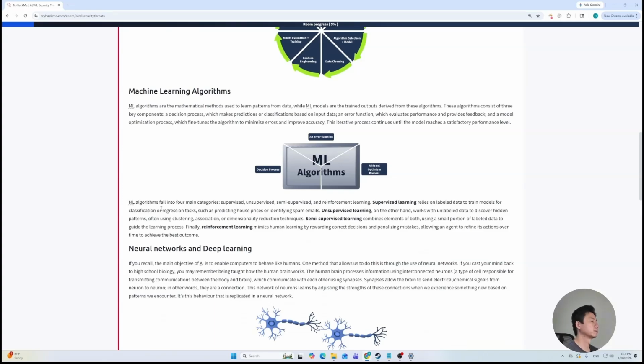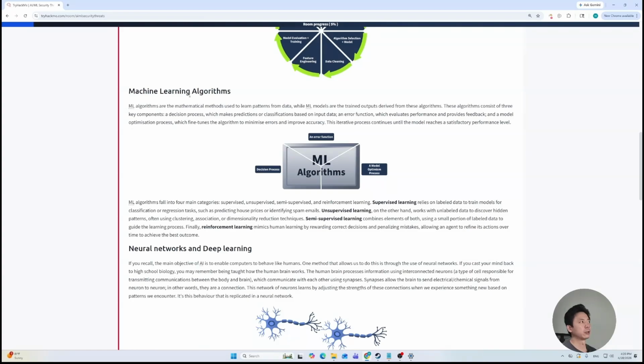Machine learning algorithms. Machine learning algorithms are mathematical methods used to learn patterns from data, while machine learning models are the trained outputs derived from these algorithms. These algorithms consist of three key components: a decision process, which makes predictions or classifications based on the input data; an error function, which evaluates performance and provides feedback; and a model optimization process, which fine-tunes the algorithm to minimize errors and improve accuracy. This process continues until the model reaches a satisfactory performance level.